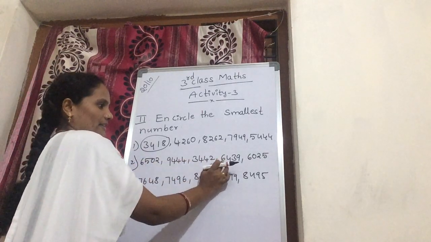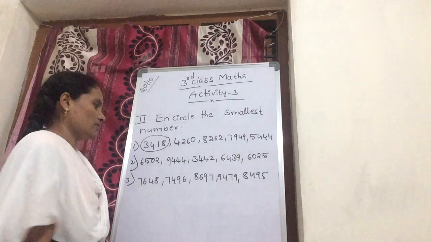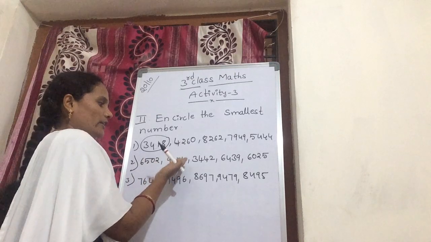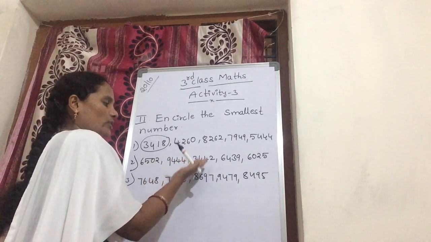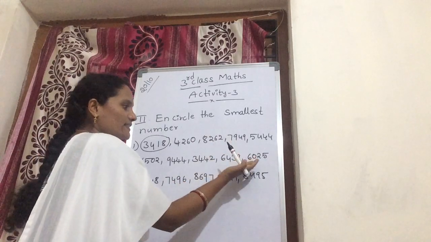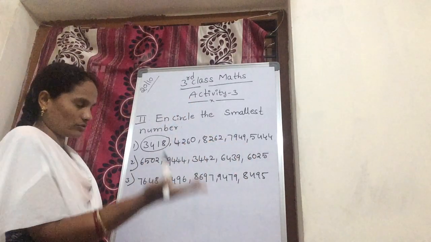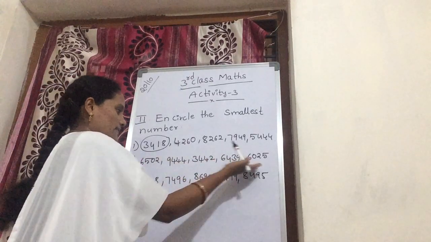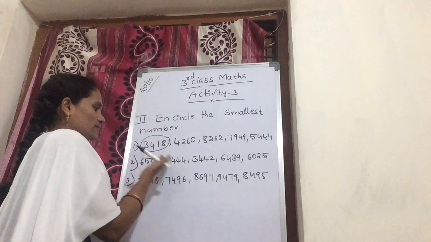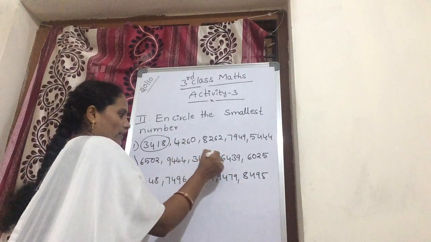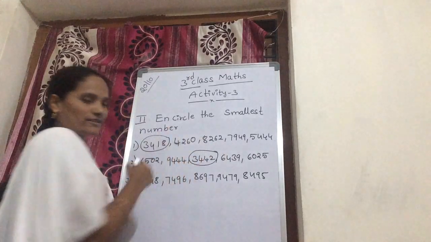Okay, children. Now next one. 6,939, 6,502, 9,444, 3,442, 6,439 and 6,025. You are checking in the thousand place. You need the small number. 6, 9, 3, 6, 6. Which one is the small? 3. You got it, the smallest number.